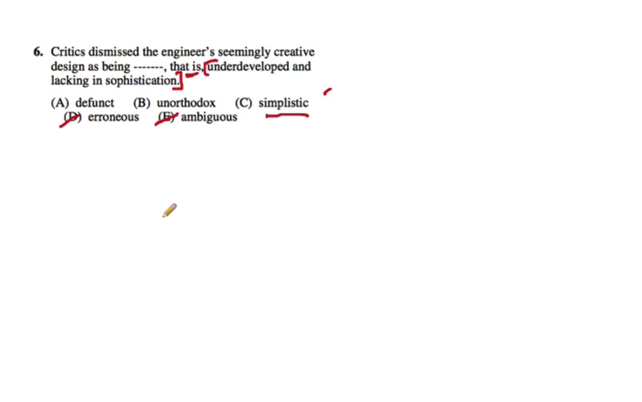Now, defunct means no longer in existence, and unorthodox means going against the grain or doing something in a way that's not usually done, something like that. Orthodox means strict and by the book, so it's not that. We know the answer is definitely C.